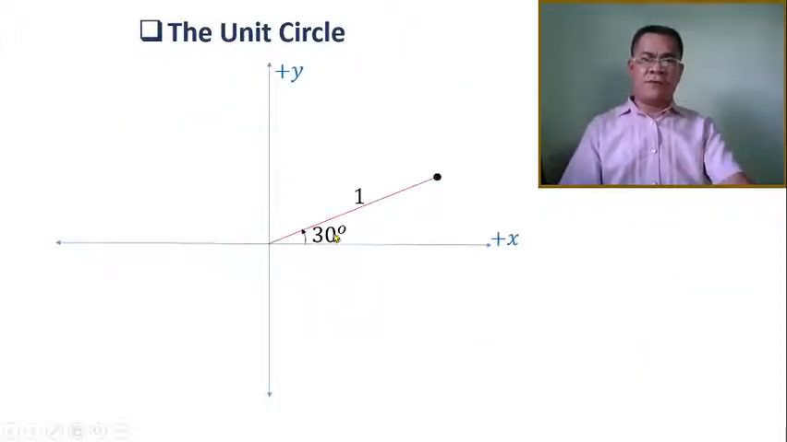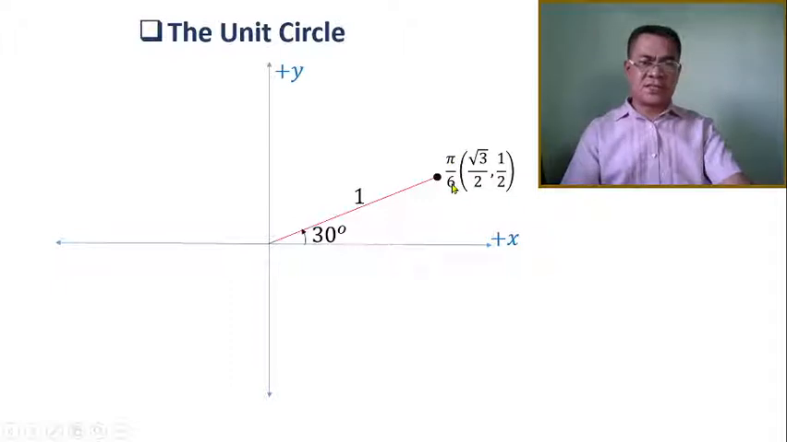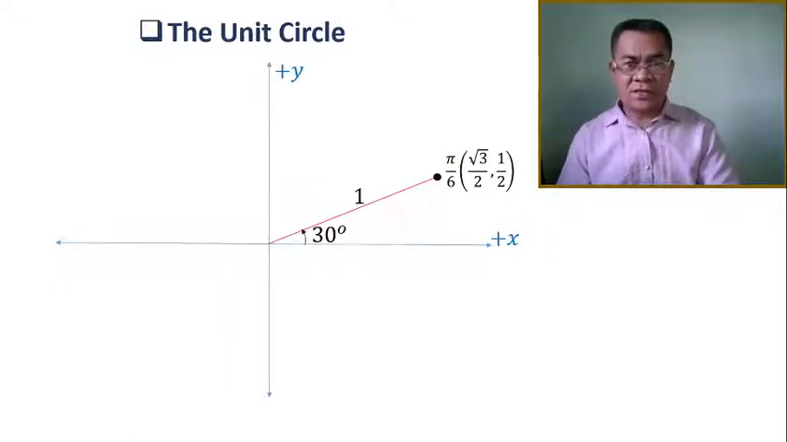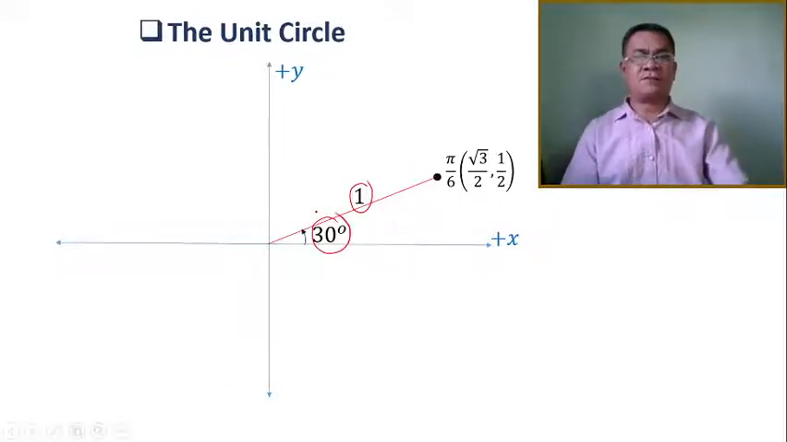Now, 30 degrees is pi over 6, so it has components automatically: square root of 3 over 2 and 1 half. This is 1 unit, because this is a special angle.